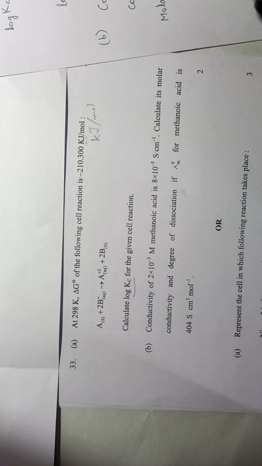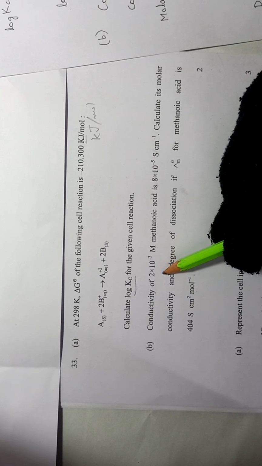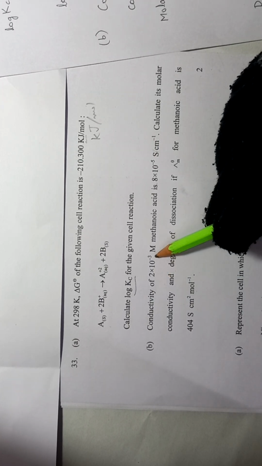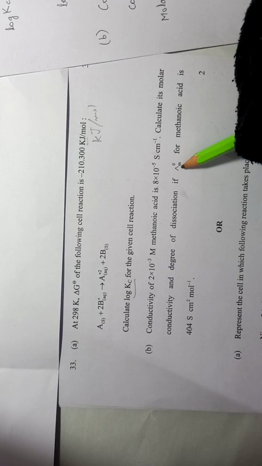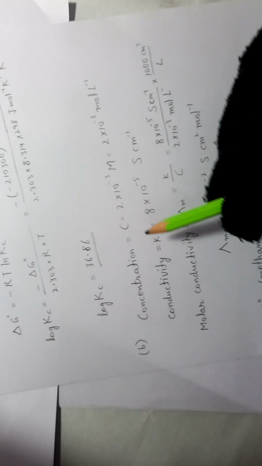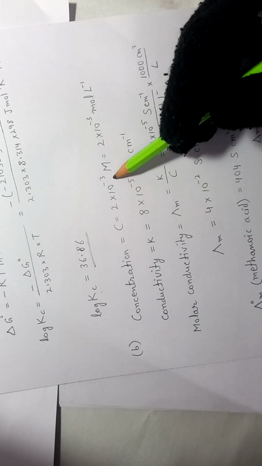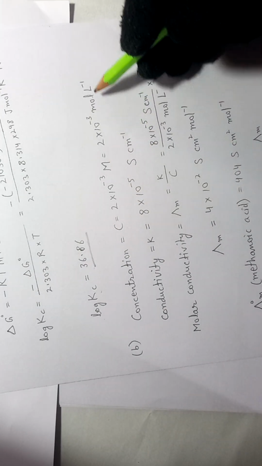Now next part is conductivity of this much molar methanoic acid is 8 into 10 to the power minus 5 Siemens per centimeter. Calculate its molar conductivity and degree of dissociation. If lambda naught m, means limiting molar conductivity of methanoic acid, is 404 Siemens centimeter square per mole. Now concentration of the solution is so much mole per liter. This comes out to be this.